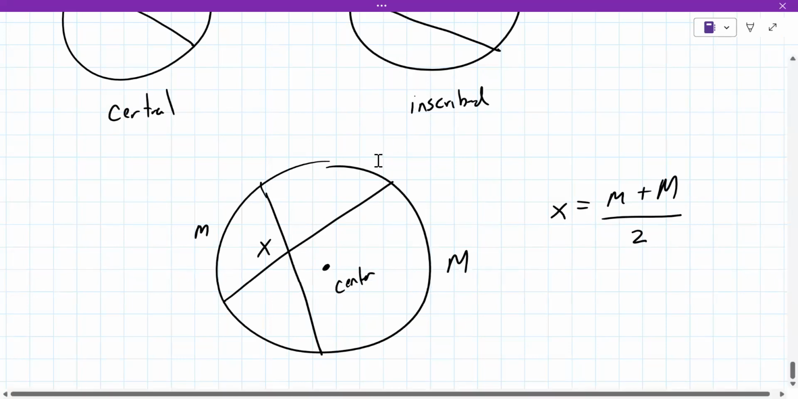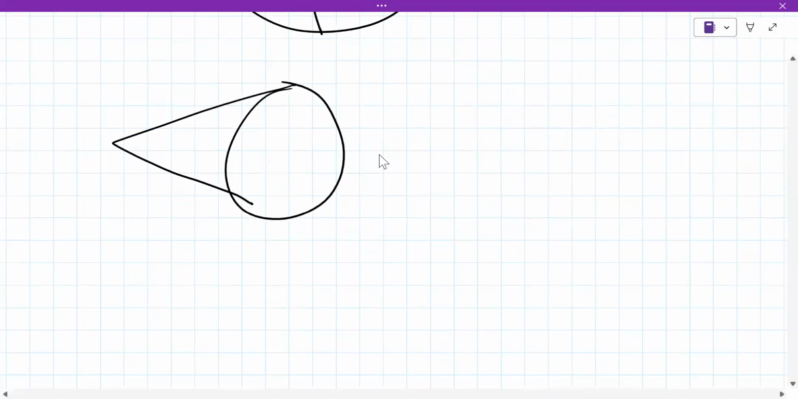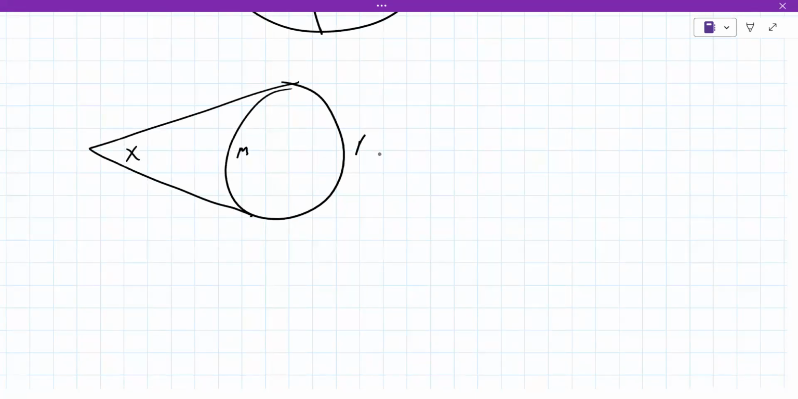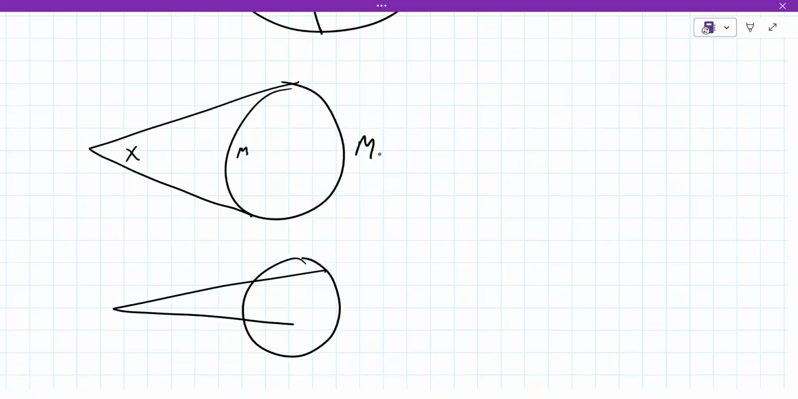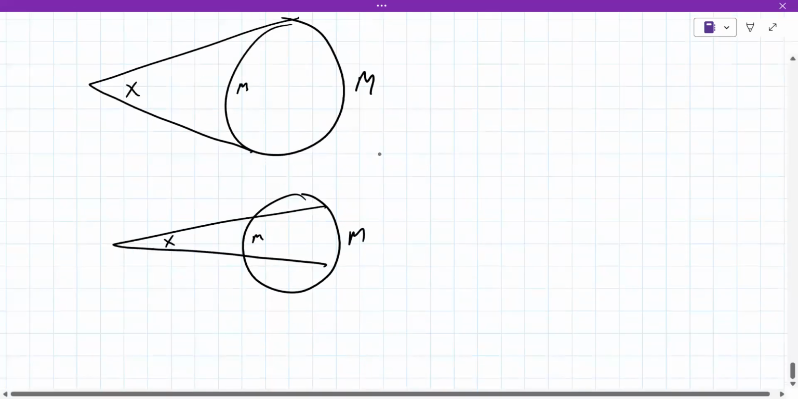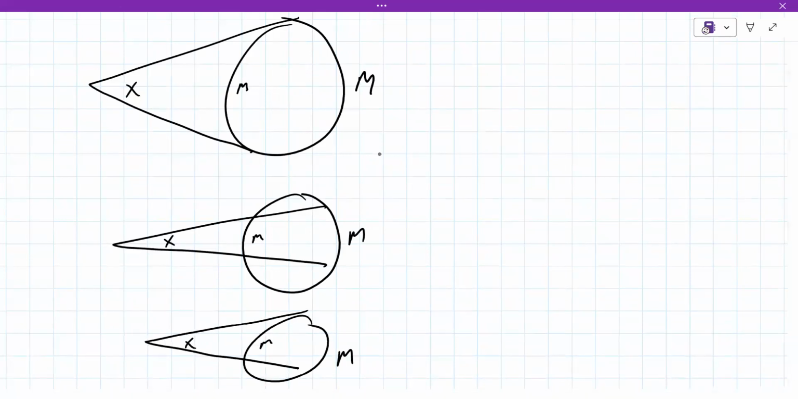All right, so then there are 3 possibilities here. There's tangent, tangent, X, little m, big M. And then there's secant, secant, X, little m, big M. And then the last one is a tangent secant, X, little m, big M. All 3 of them, X equals big M minus little m divided by 2.